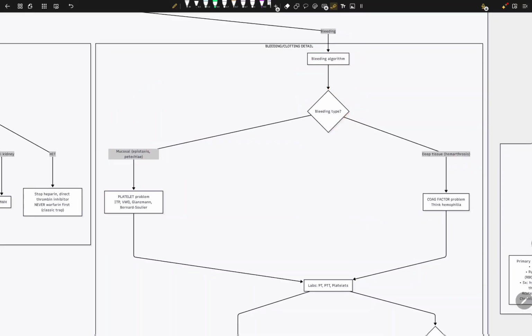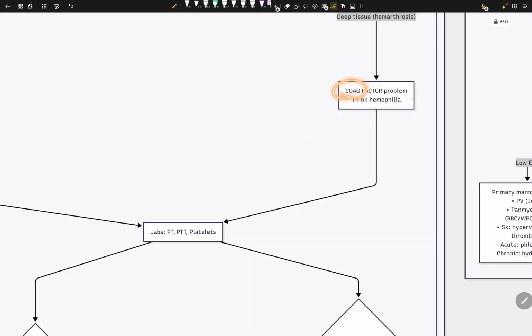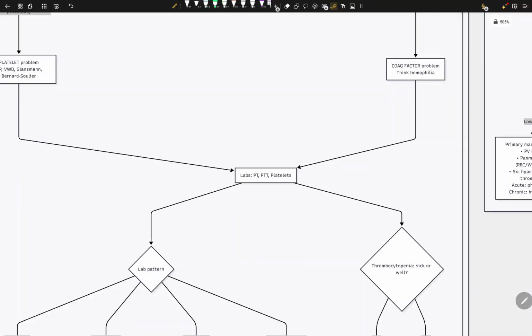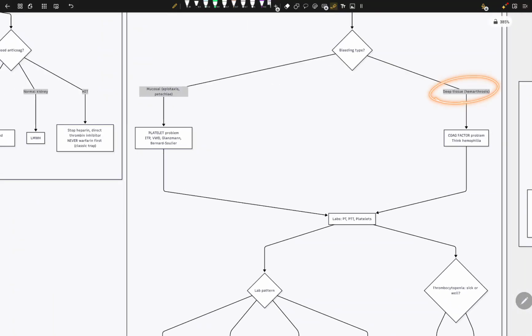If it's deep tissue, usually it's a coagulation factor, right? Not clotting, coagulation factor, we think hemophilia. Which one? Hemophilia A, hemophilia B. Simple. If we have deep bleeding, we think factors. If we have epistaxis, petechiae, we think some sort of platelet problem, Glanzmann, Factor V. It's always a weird name.